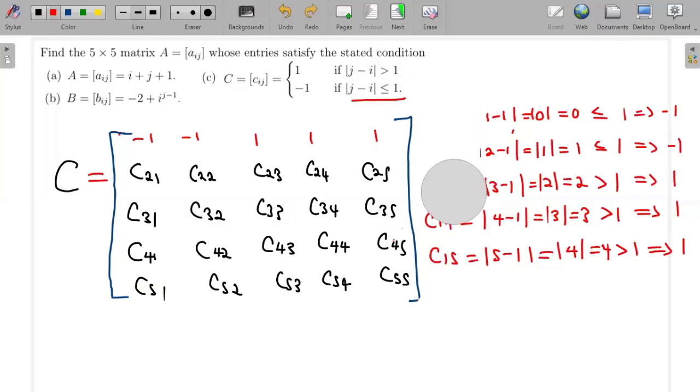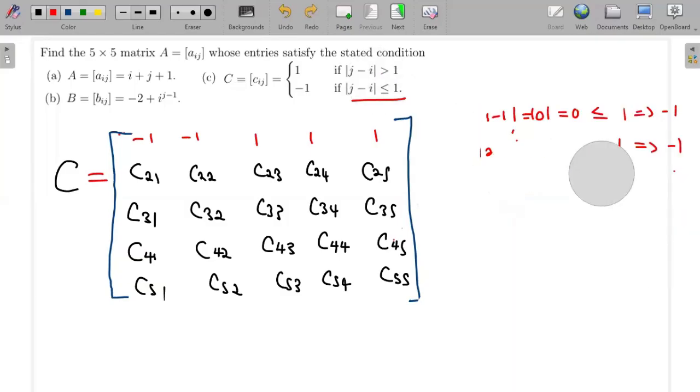What's happening now? Okay, so these are simple things, guys. These are simple things. They just need your time. So let's construct the entries for this row here.